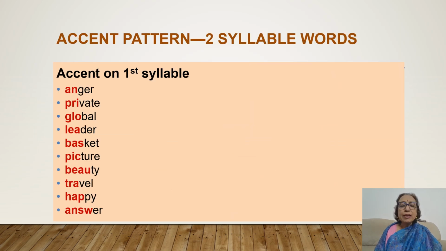Now we begin the stress or accent, how it is pronounced. First, we shall take two-syllable words. Here, accent is on the first syllable in the first slide. Two-syllable would mean that it has two distinct vowels in the word.